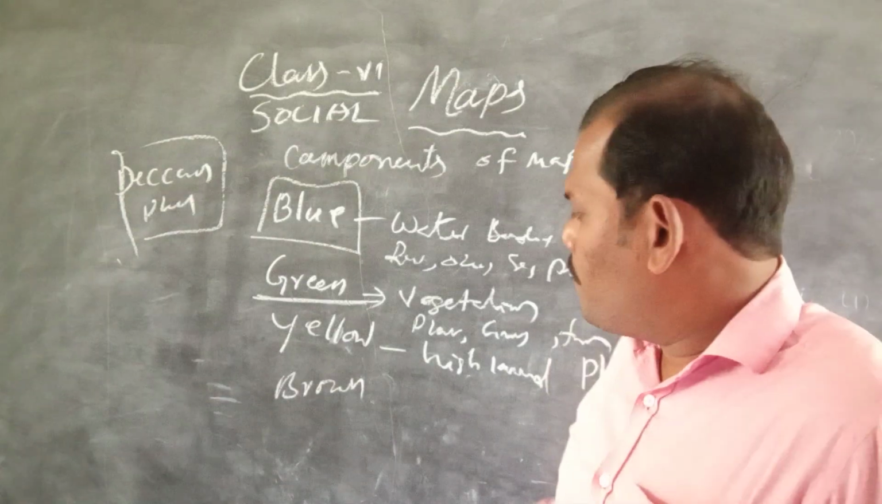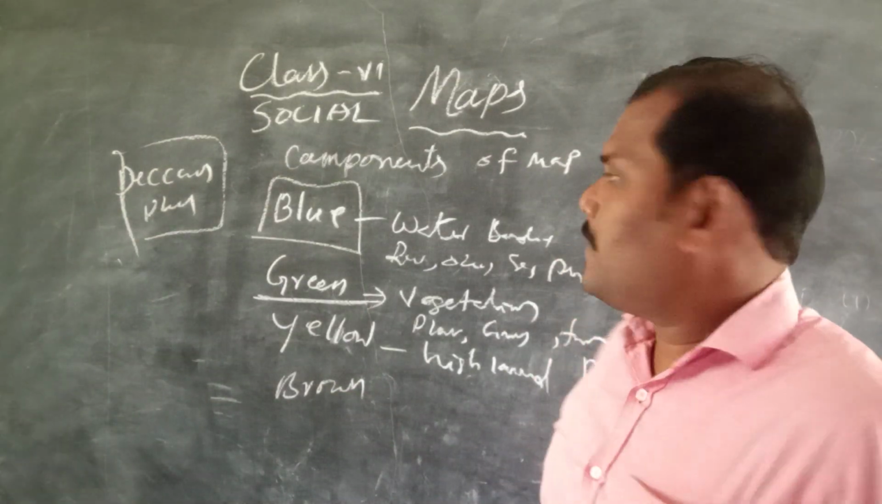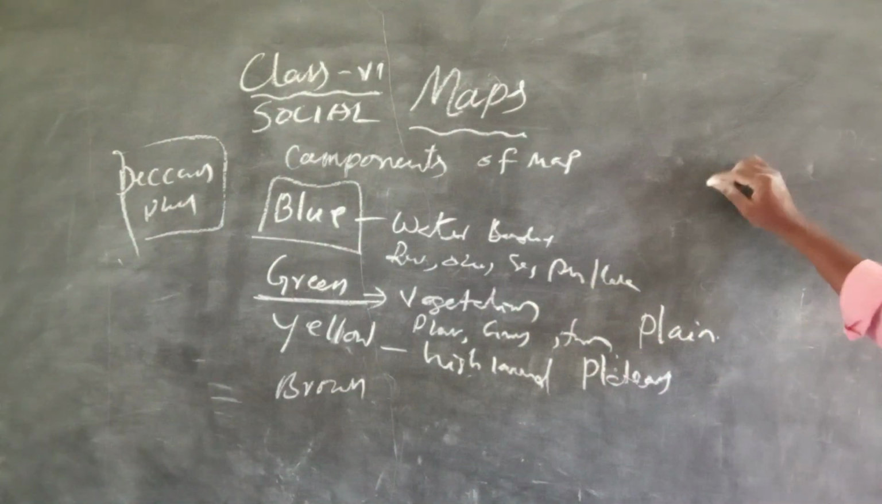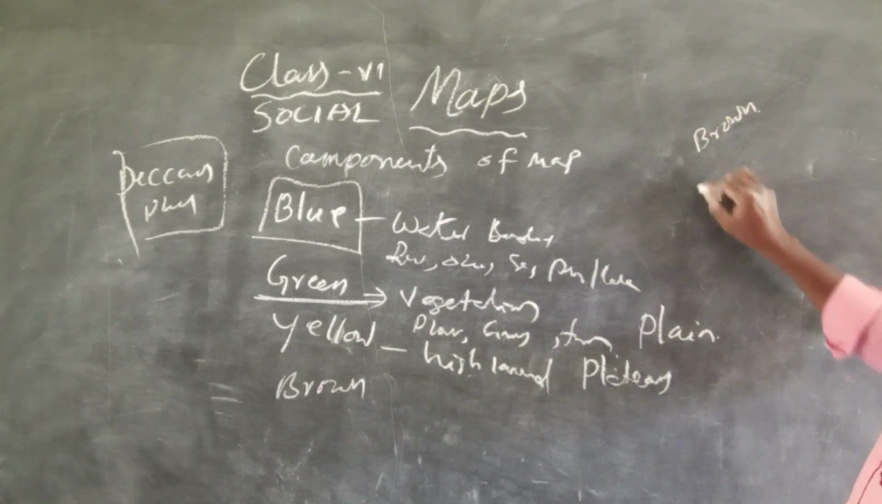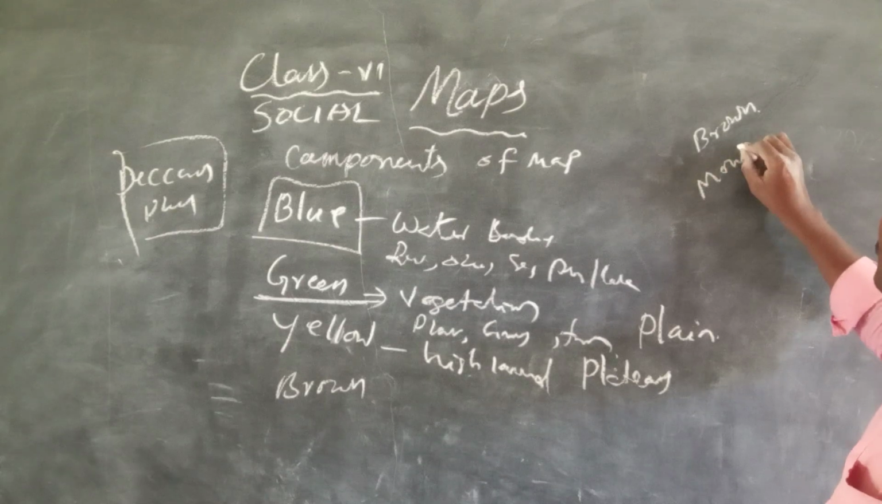Okay. Next one, brown color. Brown color is the representation of mountains.